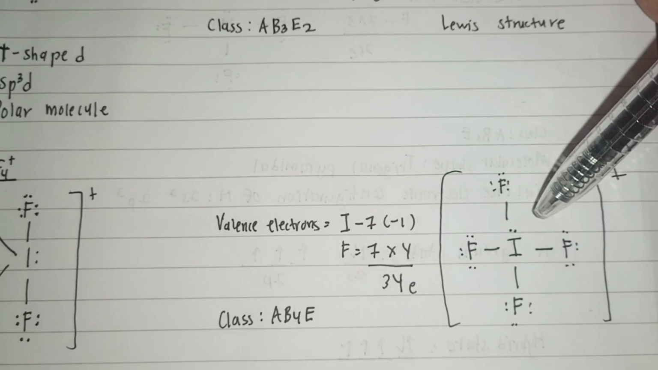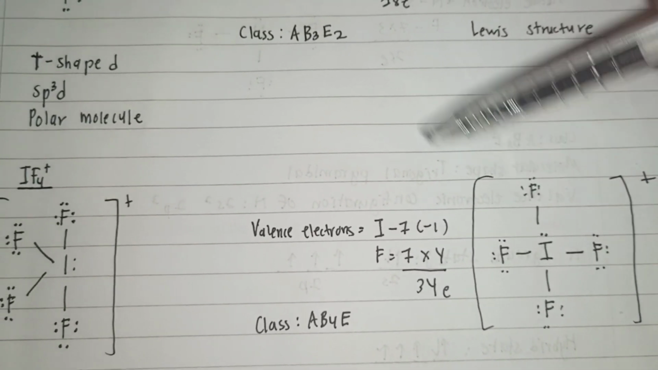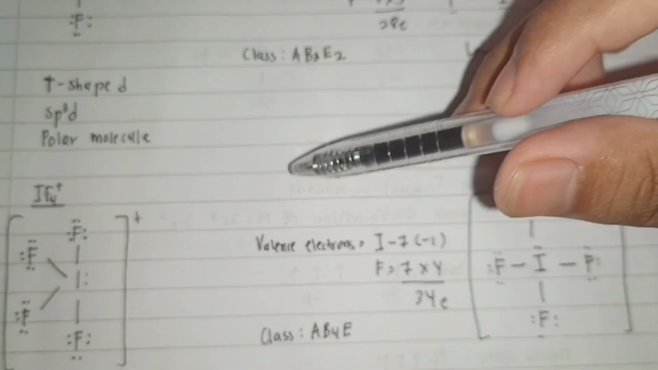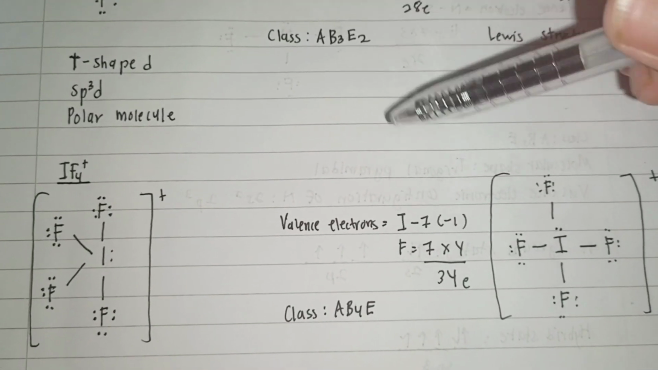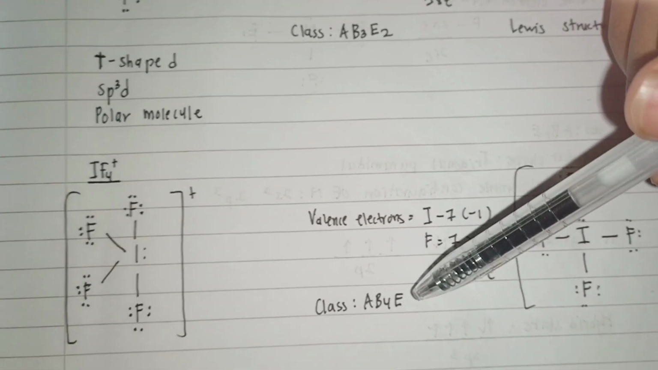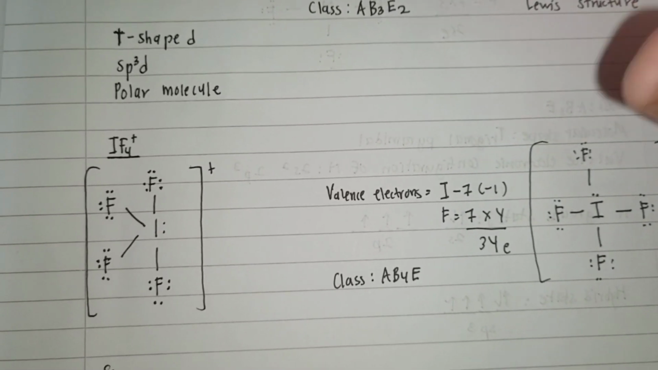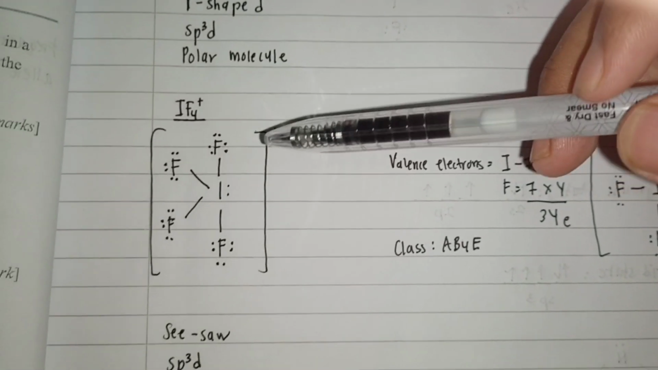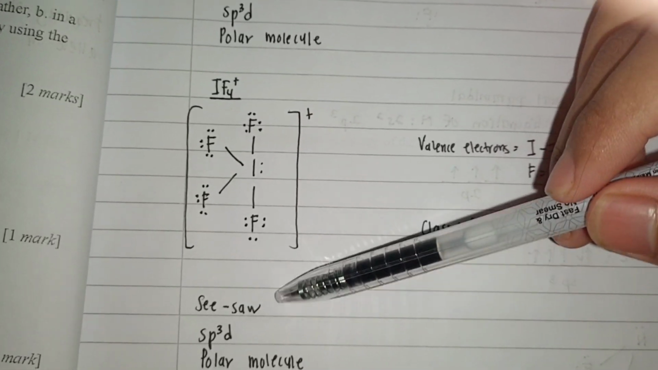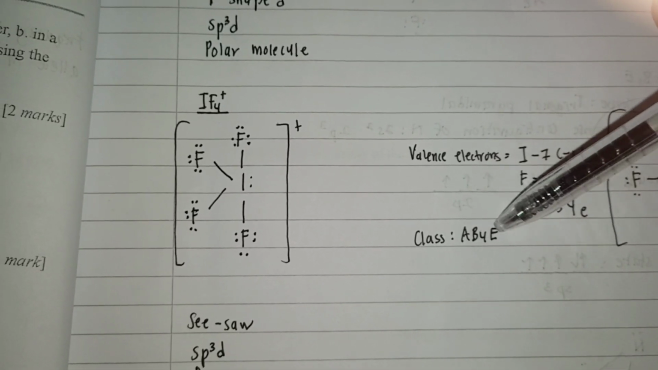Next we draw the normal Lewis structure. We have I as the central atom and 4 branches of fluorine atoms, and don't forget to draw the bracket for the plus ion because it's an ion. After we draw the Lewis structure, we need to recognize the class. The class is AB4E because it has 4 branches and 1 lone pair. Moving on to the molecular shape, we draw it in a seesaw shape, which is based on the class AB4E.